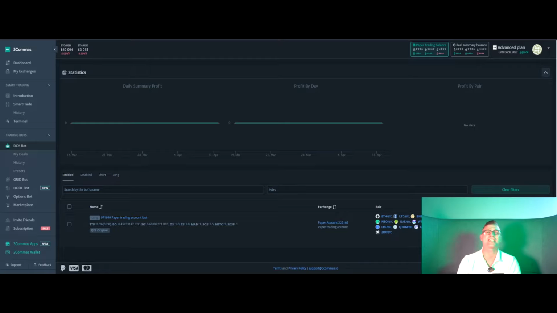Dollar cost averaging is an investment strategy whereby an investor divides their total amount to be invested across periodic installations of any given asset. The reason for this is to reduce the overall impact of price volatility, because as we know, cryptocurrency is very volatile, guys.